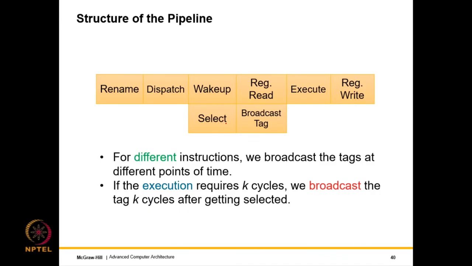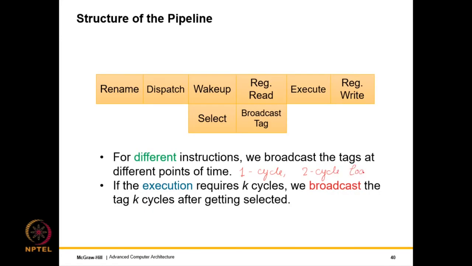So if I were to summarize everything that I said up till this point, what would it be? Well, we have rename, dispatch, wake up, select, read, broadcast, execute, assuming 1 cycle execute, of course. So for different instructions, we broadcast the tag at different points of time. So we clearly saw that for a regular 1 cycle add and for a load, which by definition takes multiple cycles because of address calculation, we broadcast at different times.